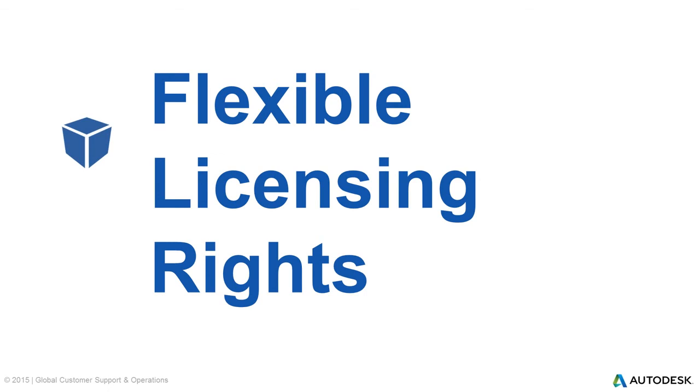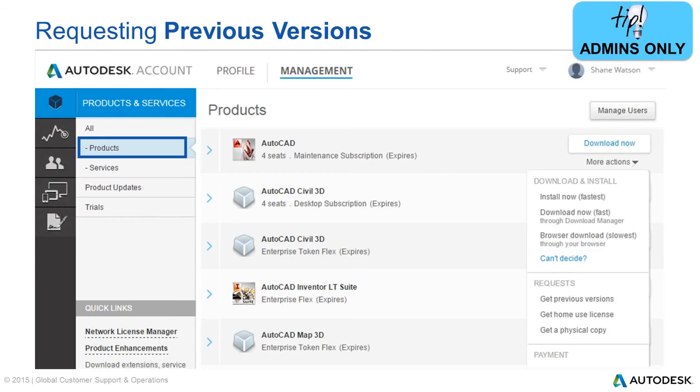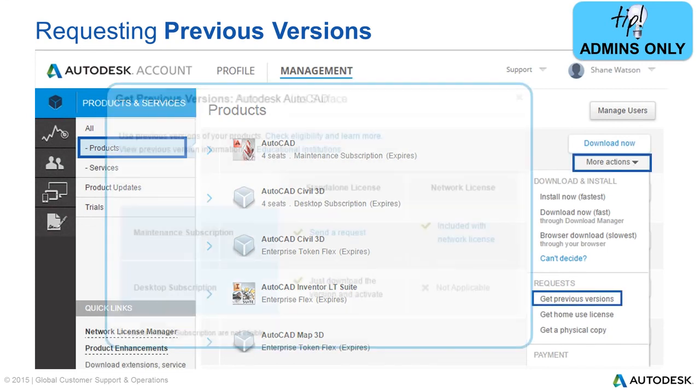Moving on, one of the best benefits of subscription is that it features flexible licensing rights, so users can have the right tools at the right time wherever their location. Let's start with requesting your previous version. So we're still on that Products and Services page under the Products tab. Having access to previous versions of the software means you can be better prepared to work with customers who may not be using the latest Autodesk technology. In Autodesk Account, from the Action menus on the Products and Services page, you can click Get Previous Versions, and then a window will pop up.